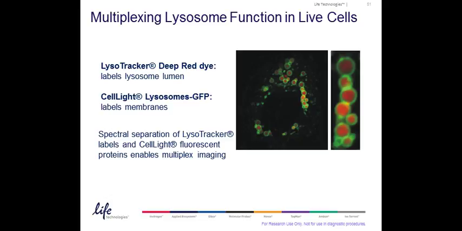Here we show an example of multiplex lysosomal structure and function. Here we use our lysosome GFP as well as the LysoTracker dye, LysoTracker Deep Red. We can see a very nice labeling of the lysosomal membrane with lysosome GFP, and we see that LysoTracker Deep Red is lodged right in the lumen of the lysosome, confirming the specific labeling of the lysosome with LysoTracker Deep Red.